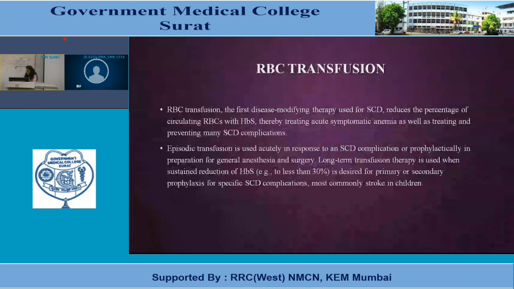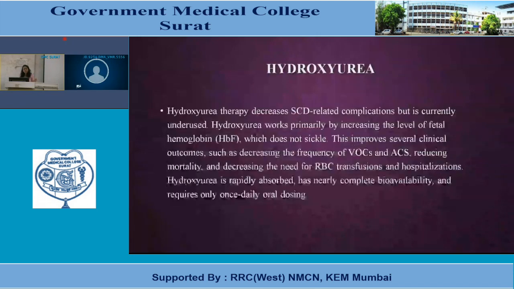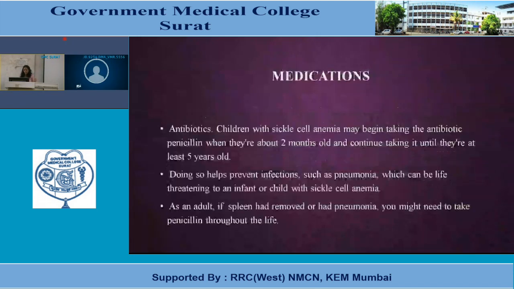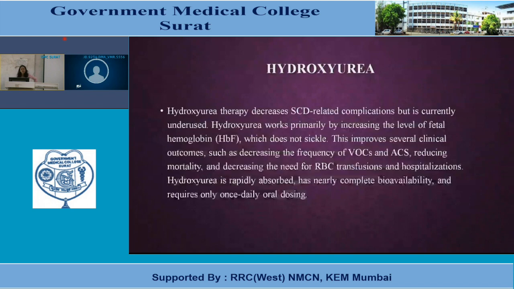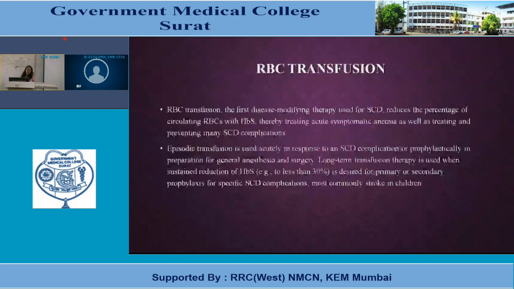So in medication we have antibiotics, pain relieving medication, penicillin, and hydroxyurea. Then now RBC transfusion. RBC transfusion, the first disease modifying therapy used for sickle cell disease, reduces the percentage of circulating RBCs with HbS, thereby treating acute symptomatic anemia as well as treating and preventing many sickle cell disease complications.